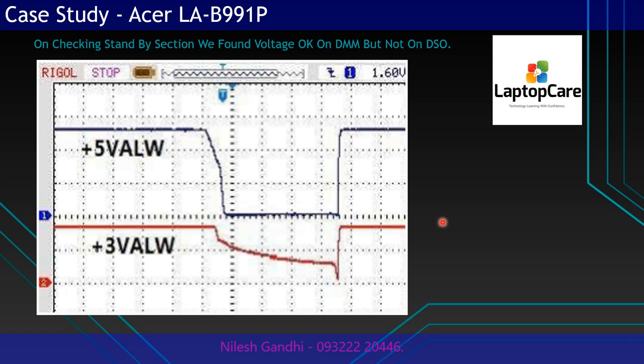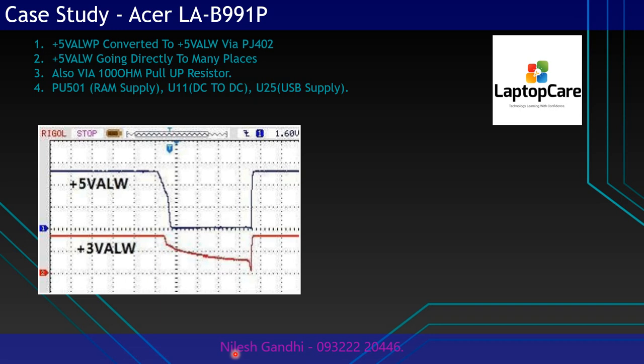So here we have seen this plus 5 volt always, after getting converted from PJ40 to jumper pad, is going to many sections, and definitely the first important section, that is the RAM supply, which is RT8207M, where we have seen this voltage is used for RAM supply.